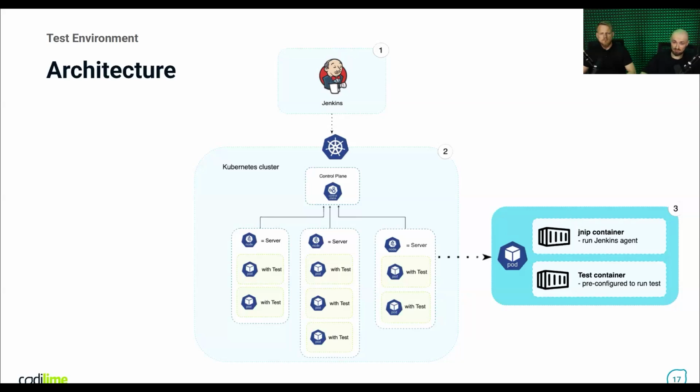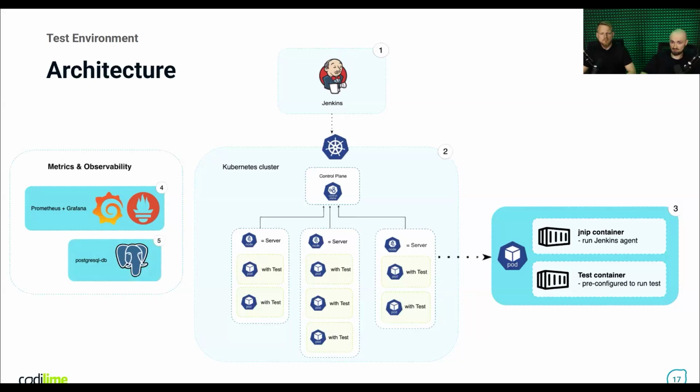With this architecture, we are ready to start running the first tests. However, to make it production ready, we've added Prometheus and Grafana for metrics and full observability, plus a dedicated database. That was the turning point. We deployed this to the first team, and that's where the real optimization began.